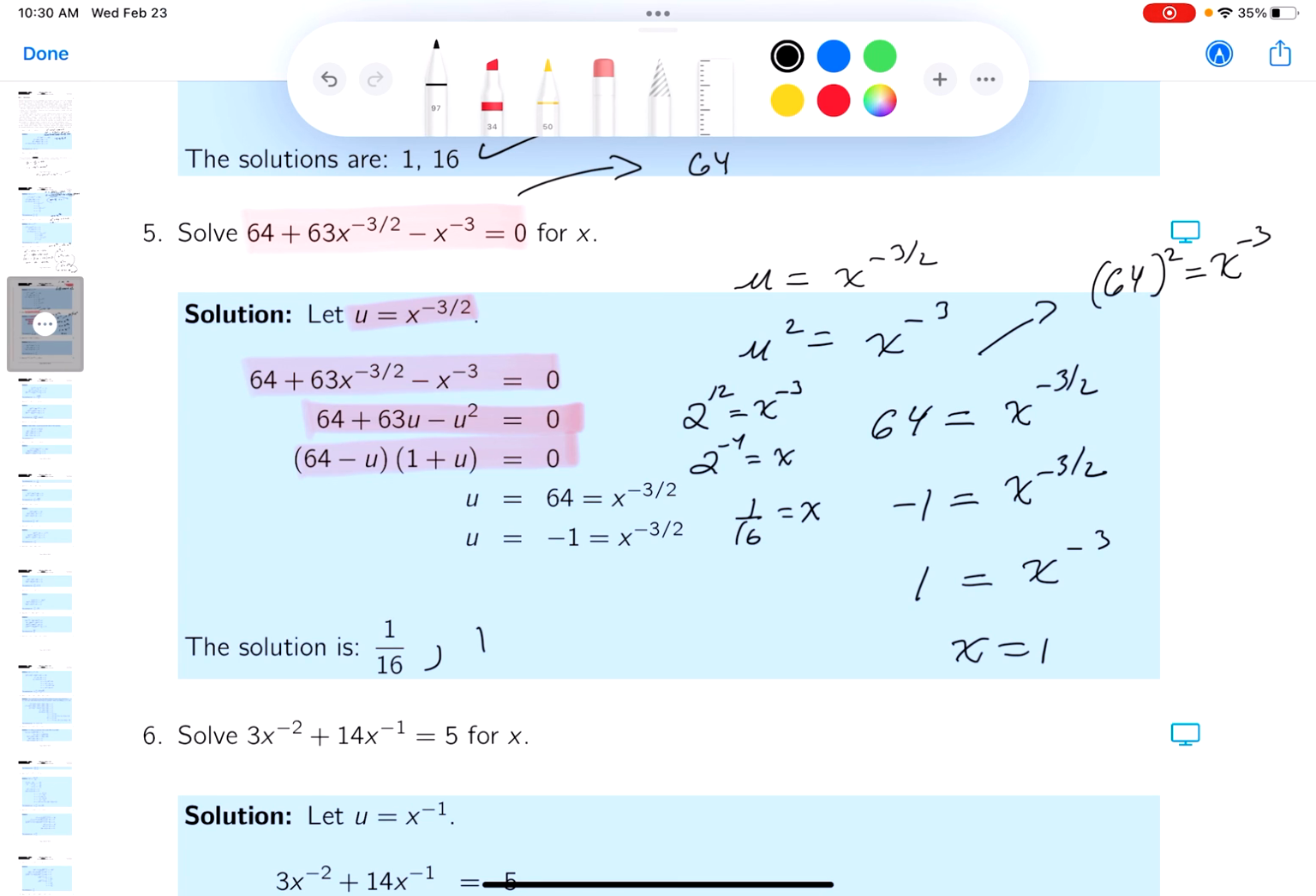It's actually the easiest one to check, by the way: 64 plus 63, if x is 1, minus 1. And what does that give you? That gives you 0. So I didn't list that, I don't know why, but x equals 1. And I've got to correct that. All right? Thank you.